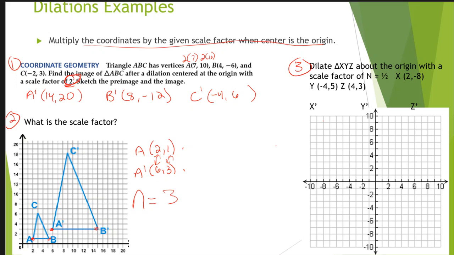Let's move on to number 3. And this is what you would do if you're given a shape, the coordinate plane, and the scale factor. So just like any of our others, you want to start off by plotting the original figure. So 2, -8, -5, -4, 5. I'm sorry, I should be labeling. That's Y, that's X. And then we have 4, 3. And that's Z. All right, and let me connect this.